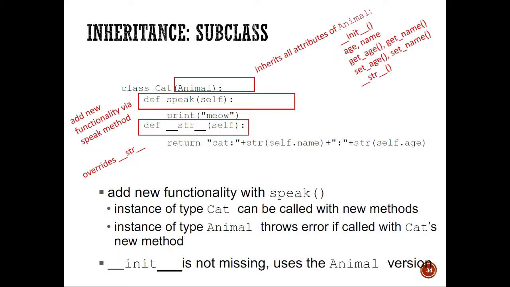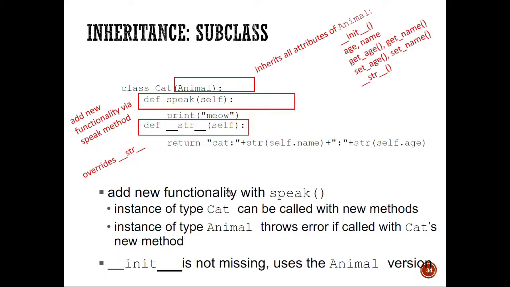Now, to define a subclass, we can define a new class called cat, which is a subclass of the parent class animal. So in this case, the cat class inherits all the attributes of animal, which are the initialize in terms of age and name, the get age, get name, set age, and set name methods, as well as the str method. We can also add some additional functionality or methods that are specific to this subclass, like for example the method speak, in which we would print out the word meow, which is the sound of a cat. And we can actually even override the print method. So in this case, if the object or instance that we're calling belongs to the cat class, it would print out a different output compared to if it was an animal class.